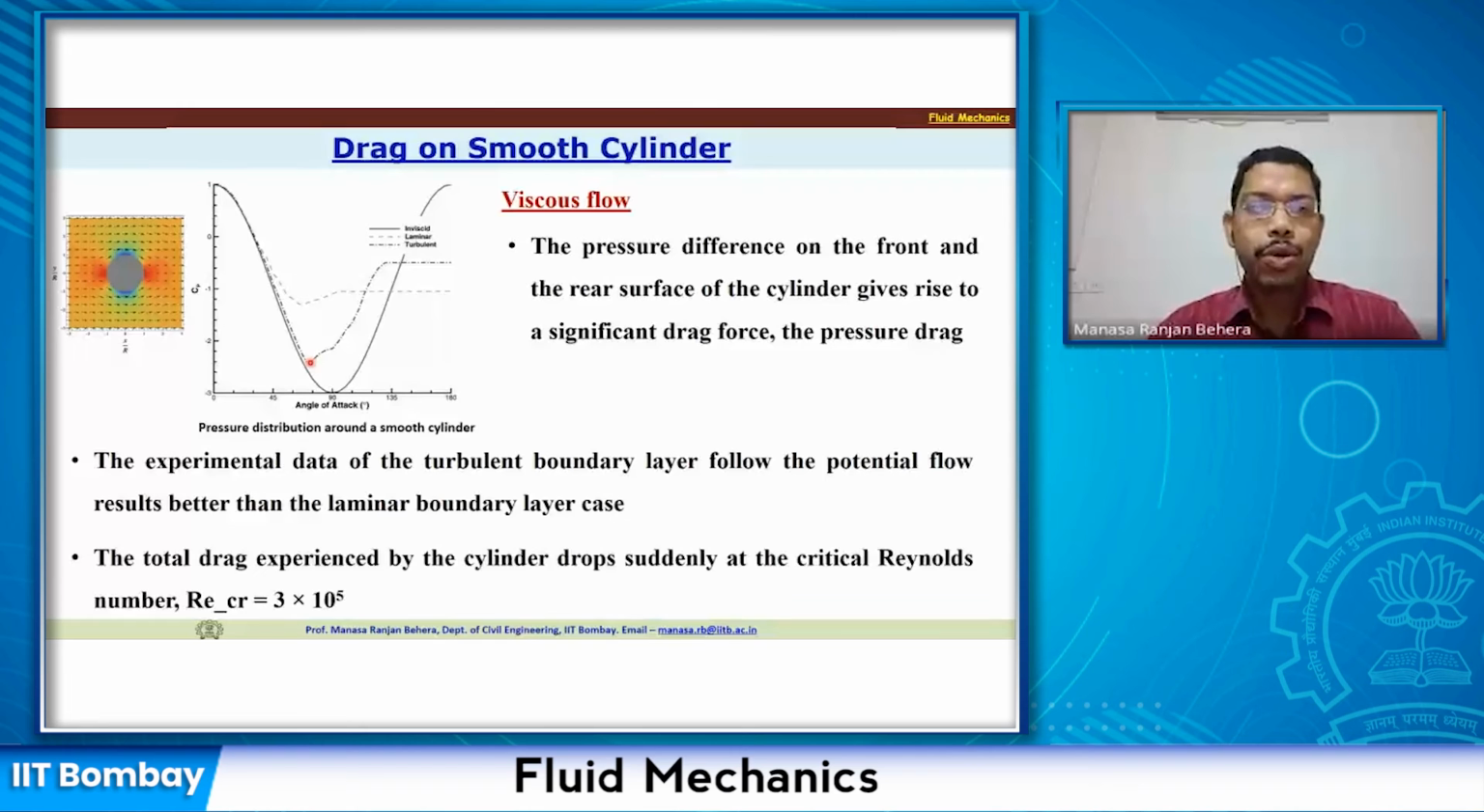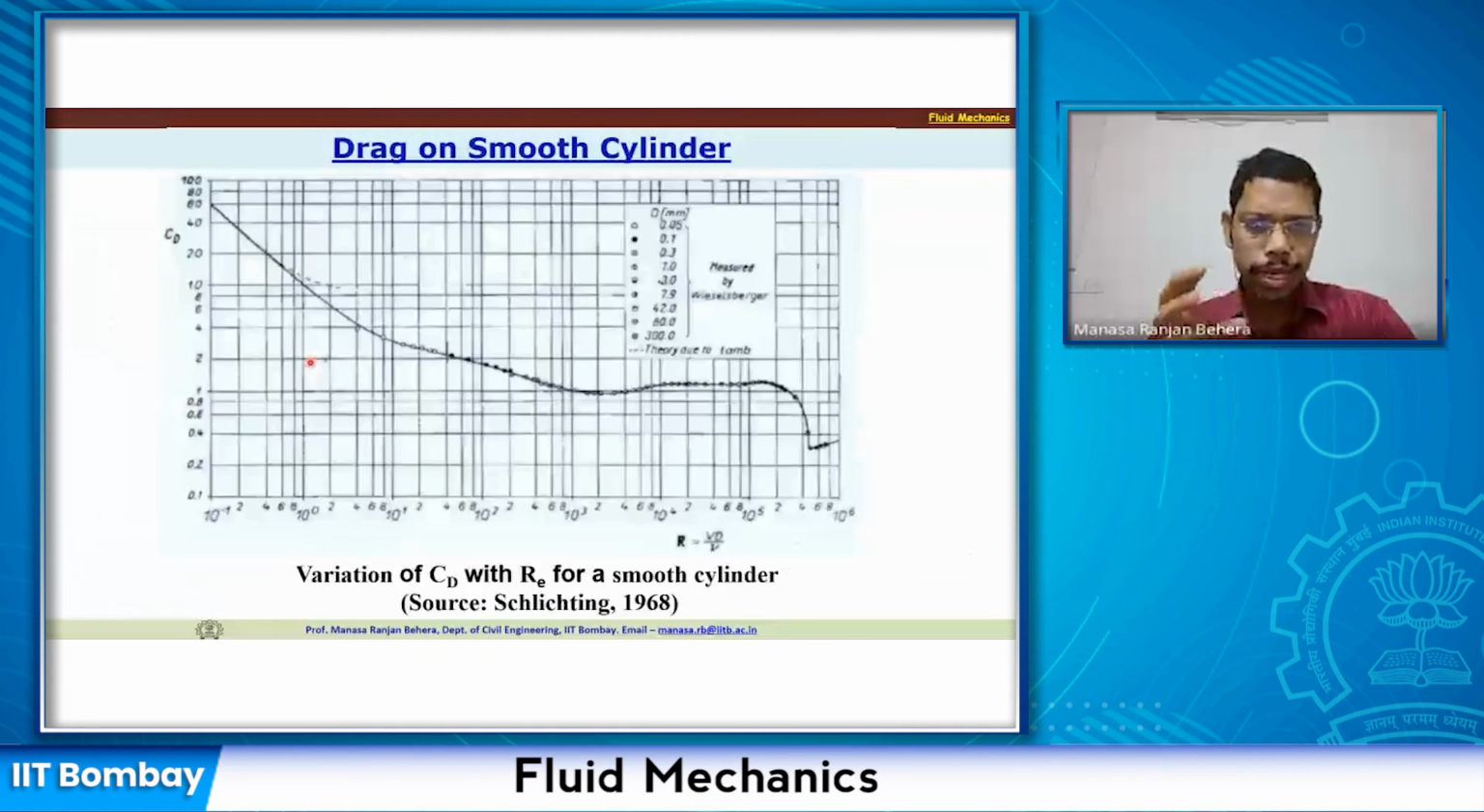So the total drag experienced by the cylinder drops suddenly, as we have seen earlier, at the critical Reynolds number, and for the cylinder it is 3 into 10 to the power 5. If you look at this figure, you will see that CD, the drag coefficient, drops suddenly at approximately 3 into 10 to the power 5.